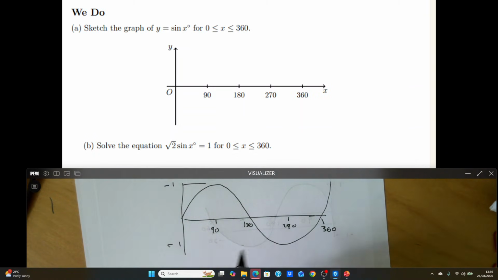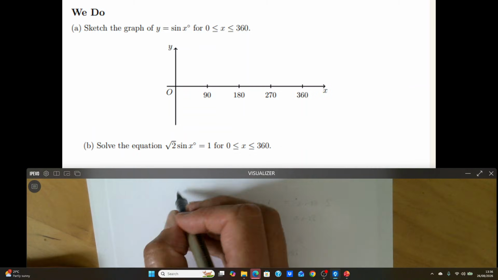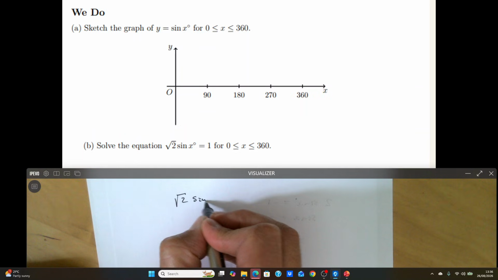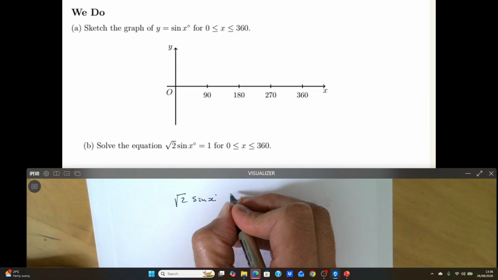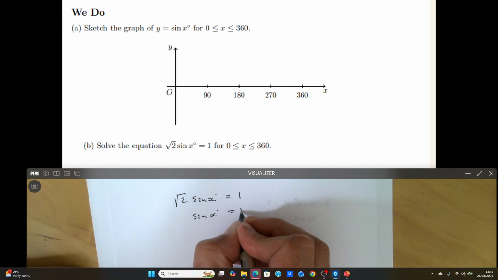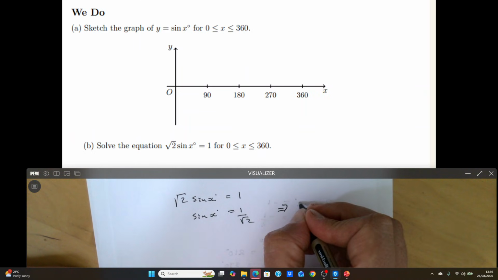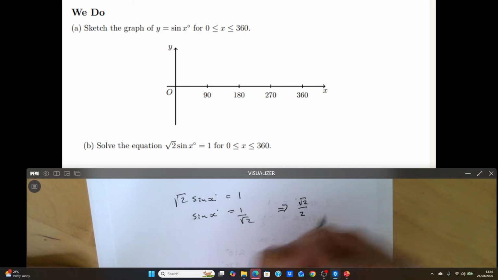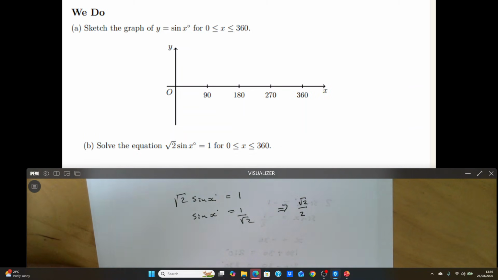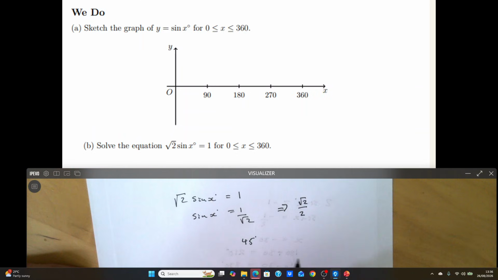Right, now we're told for part B, √2 sine x equals 1. So sine x equals 1 over √2, which is the same as √2 over 2. So from your exact trig values, you know that that is 45 degrees.